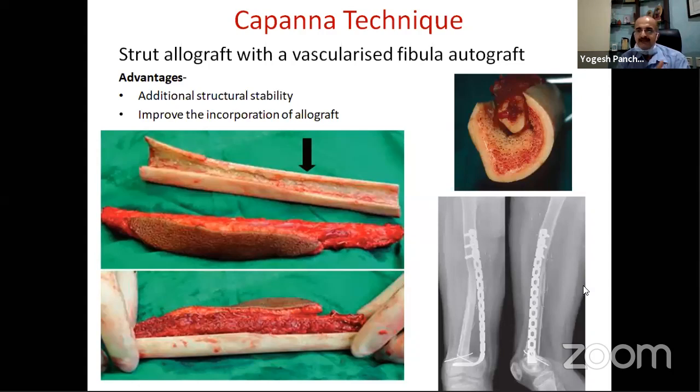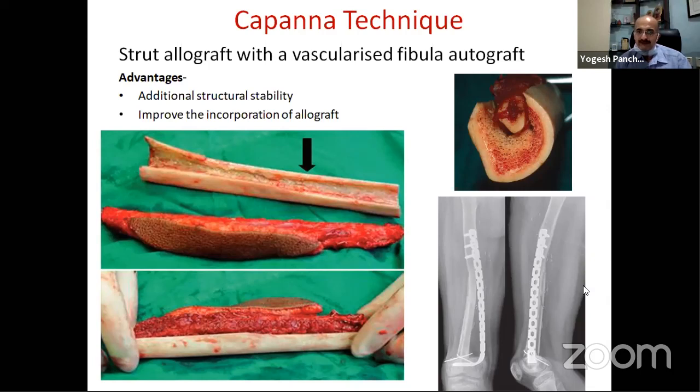And in Italy, we have had series where they have analyzed CT scans of the patients, and especially the kids who were operated in their early childhood. And we have seen that the fibula slowly hypertrophies and actually replaces the dead bone around it. So we have had beautiful series which have shown that the combination of allograft with vascularized fibula works fantastically well. As far as the technique is concerned, we have to be sure that the disease clearance is not to be compromised upon.